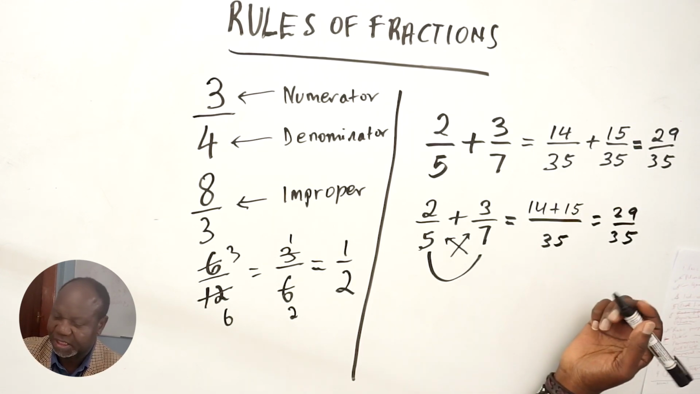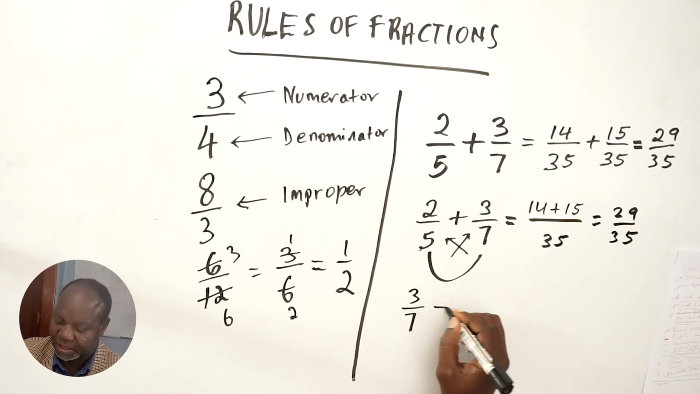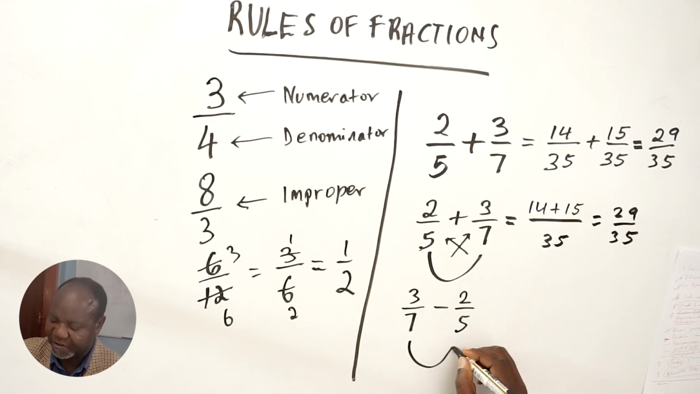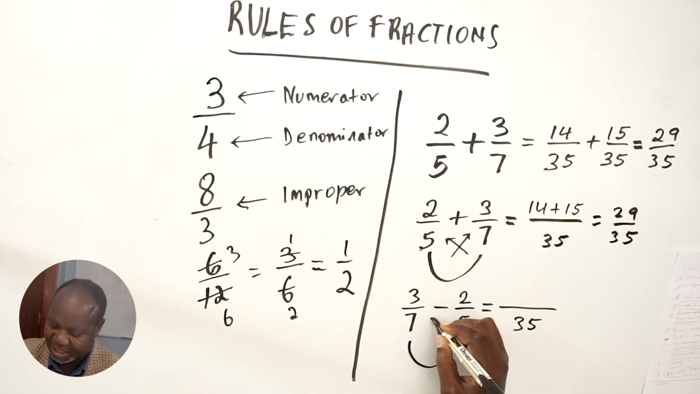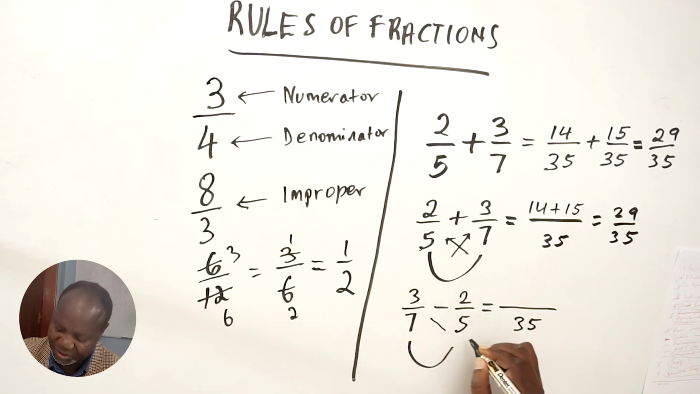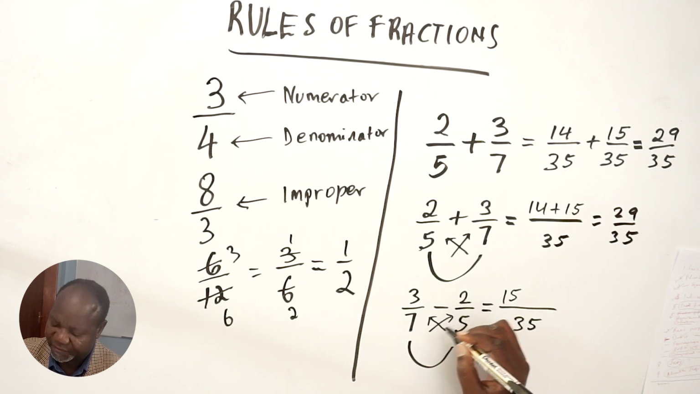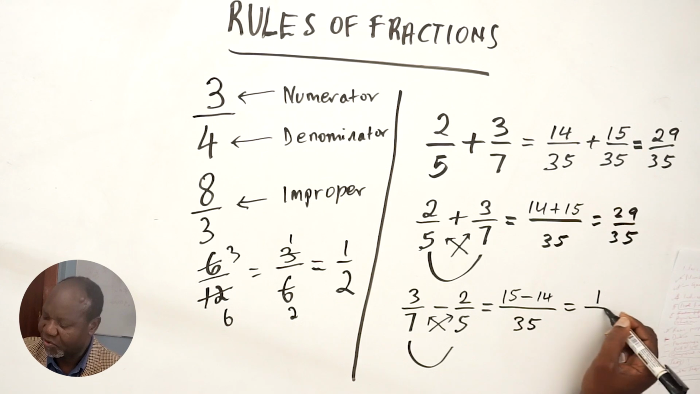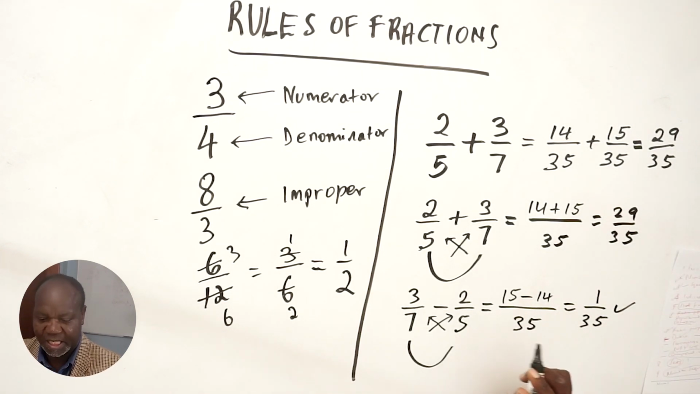Now, if we were subtracting, the same thing would happen. Suppose I had 3 over 7 minus 2 over 5. Now let's use my keys method. Smile first. Okay, you got your 35. Keys. Remember, we go first from the right side. Okay, 5 times 3, 15. Then the other one, 7 times 2, 14. 15 minus 14 is 1 over 35. You're done with this method of smile and keys.